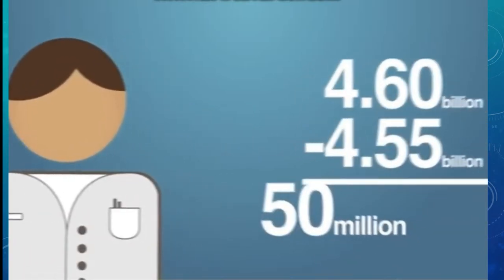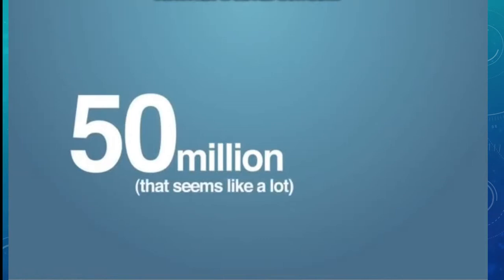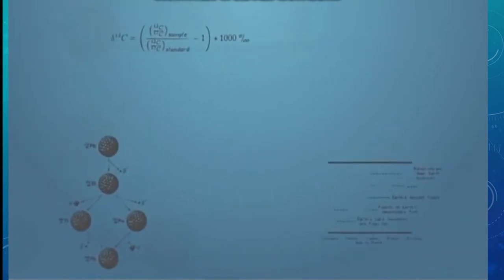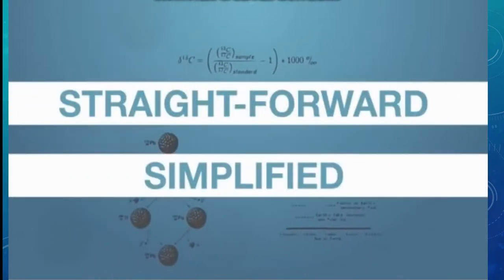Okay, so if this method is reliable and accurate, why the 50 million year discrepancy? That seems like a lot. But let's get into some details here and see what's going on. Keep in mind that there's all kinds of scientific jargon on this topic, and so we'll just present a very straightforward, simplified version of the process.